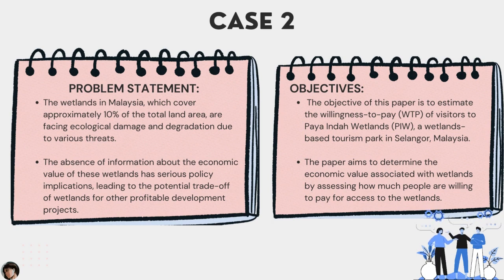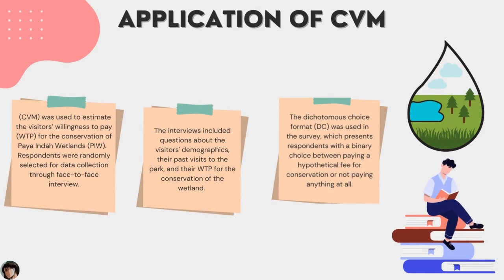How was the CVM used in the study? CVM was used to estimate the visitors' willingness to pay. Face-to-face interviews were conducted, and the interviews included the visitors' demographics, their past visits to the park, and their WTP for the conservation of the wetland. The dichotomous choice format was used in the survey, which presents respondents with a binary choice between paying a hypothetical fee for conservation or not paying anything at all.